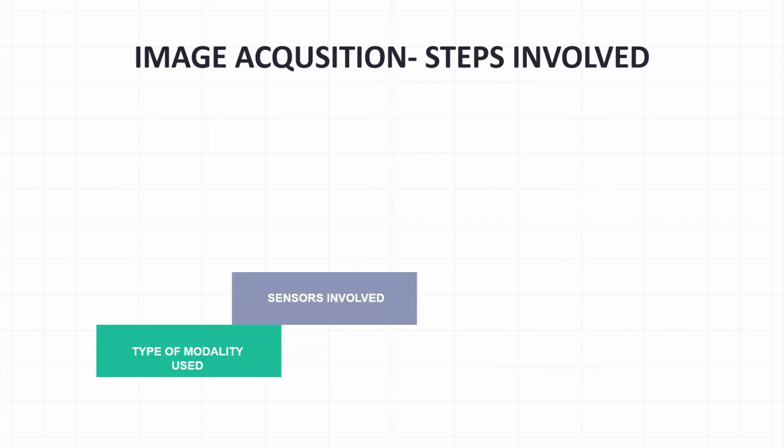Next one, what are the sensors available or involved while capturing the image? Like it is a linear sensor or an array type of sensor. It depends. Each type of sensor is utilized in the device to capture an image. Next one, as I said earlier, application type.